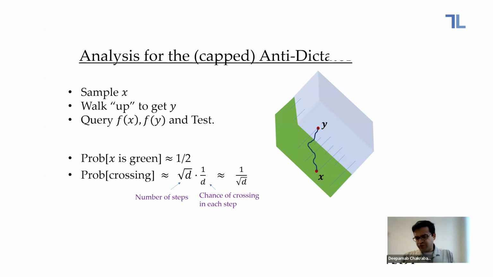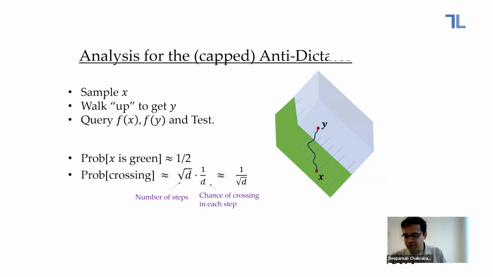What is the chance of crossing at each step? Well, roughly half my values are 1. And in the remaining d by 2 zeros, one of them is the true coordinate that I want to flip. So there's roughly 1 by d, or theta 1 by d, chance of flipping the right bit at every coordinate. So that's this 1 by d. And I have root d such steps. So roughly the probability that this walk crosses from green to blue is roughly root d times 1 by d.